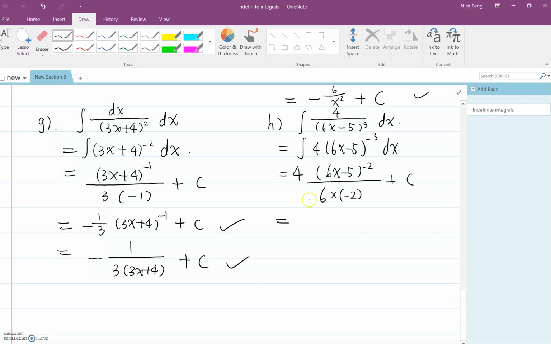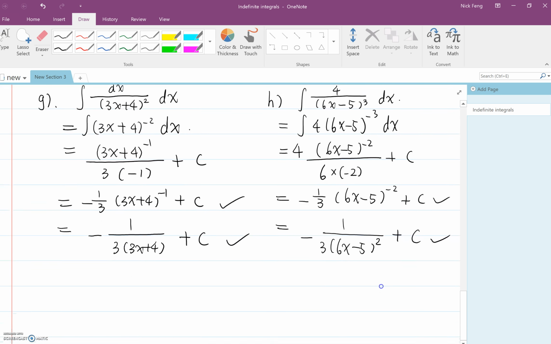So therefore, the bottom becomes negative 12. 4 over negative 12 will give you negative a third. So that will give you negative a third multiplied by 6x minus 5 to the power of negative 2 plus c. And if you want to write it in this way, that's also okay. Remember, they're both correct. I just write this because the question was given in this form.